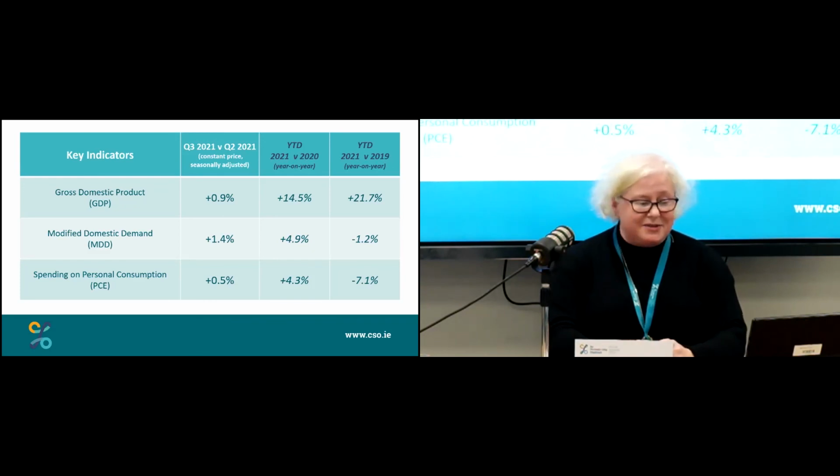Again, the 2020 comparison is interesting. We're up 4.9, almost 5% there on 2020, but still down minus 1.2% when we look back at the year-to-date comparison with 2019.